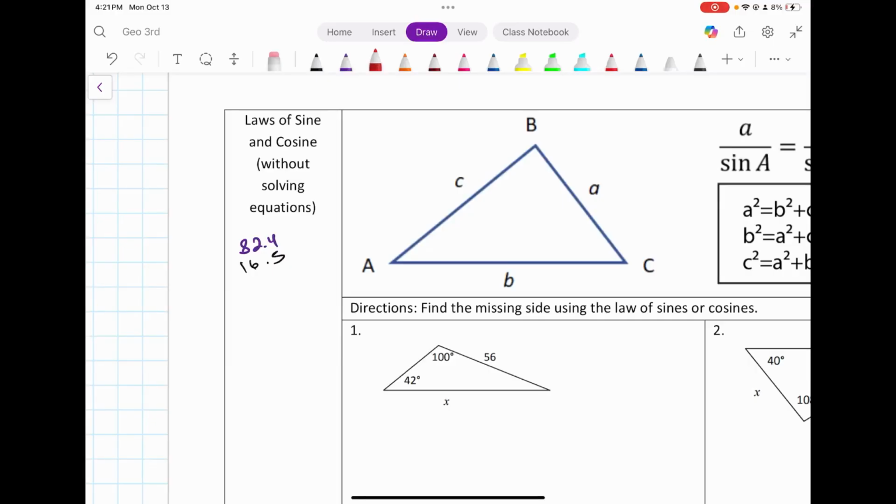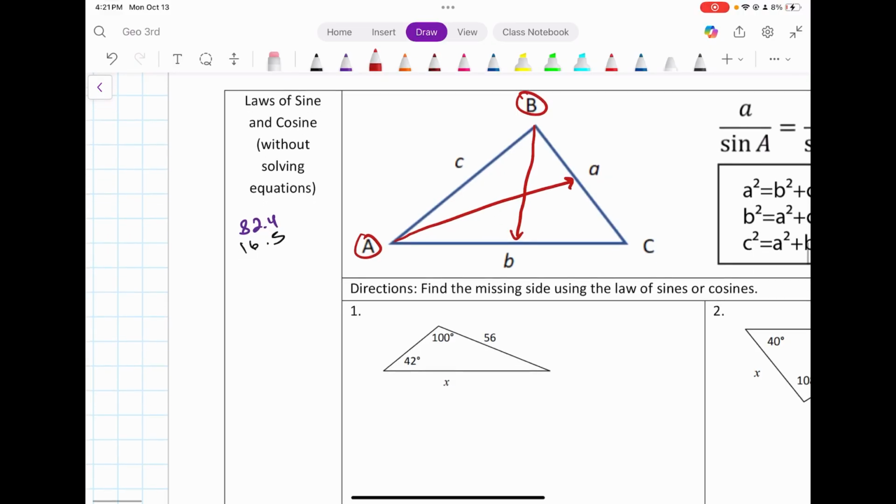The law of sines is a law that we can actually use when we don't have a right triangle. We have what's called an oblique triangle, or a non-right triangle. First thing we need to know is angle A. When we're talking about the law of sines, angle A and side A are always across from each other. Angle B and side B are always across from each other, and also with C.